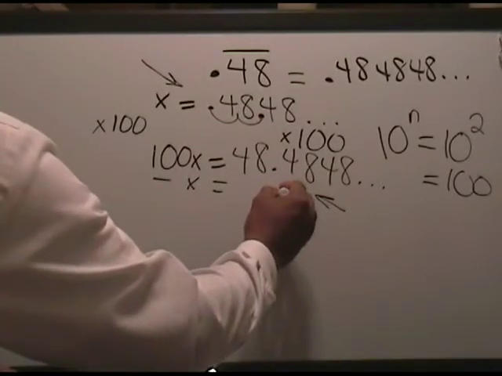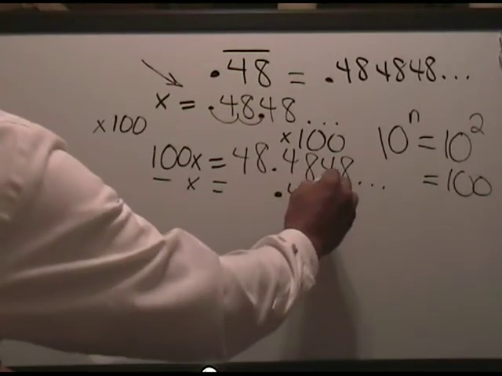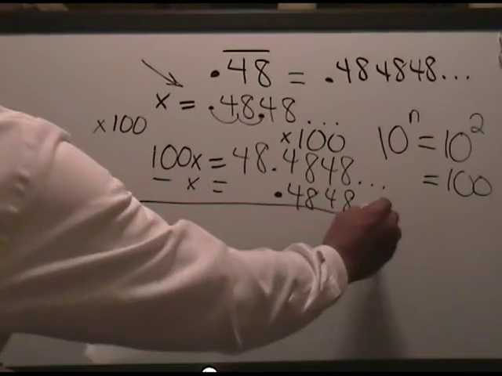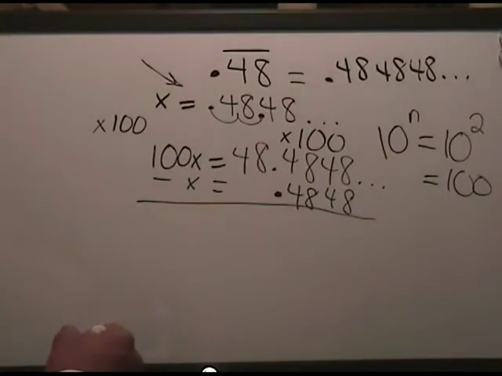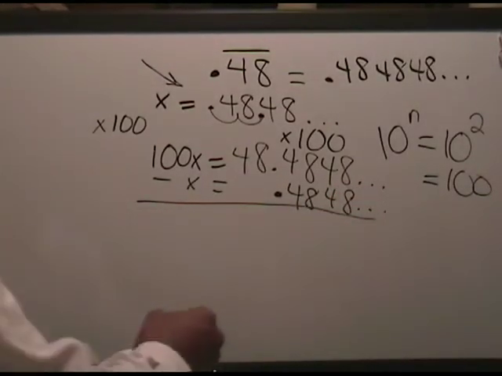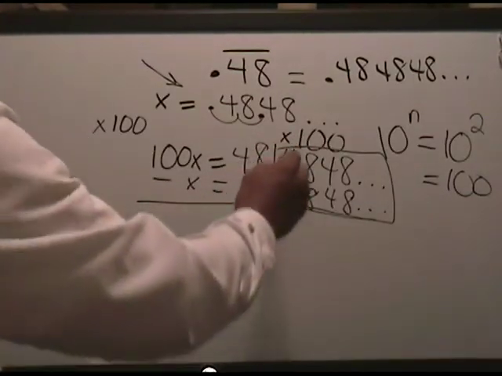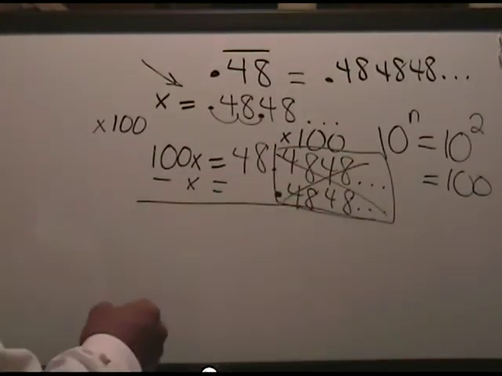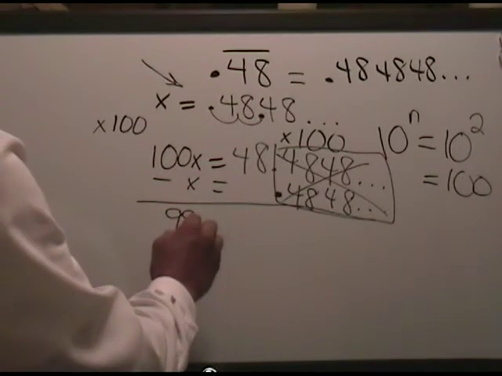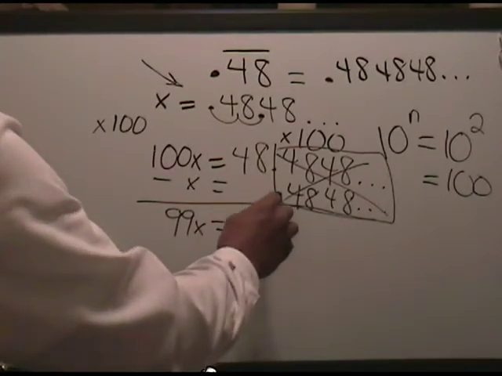So we're going to subtract 0.4848 from 48.4848. And as you can see, even though these two are repeating, these are going to cancel each other out. So now we're left with 100x minus x, which is 99x, is equal to 48.